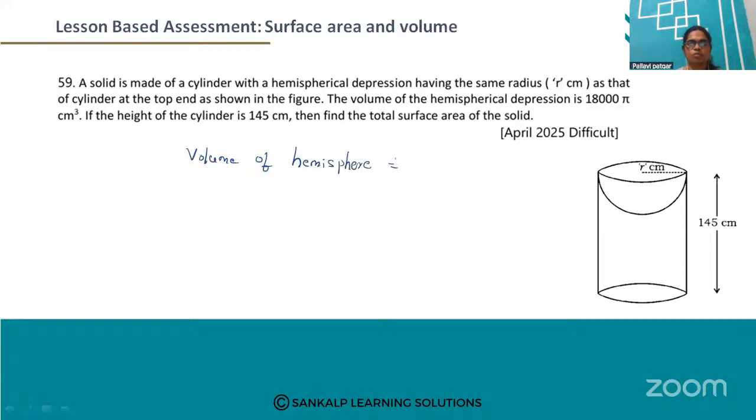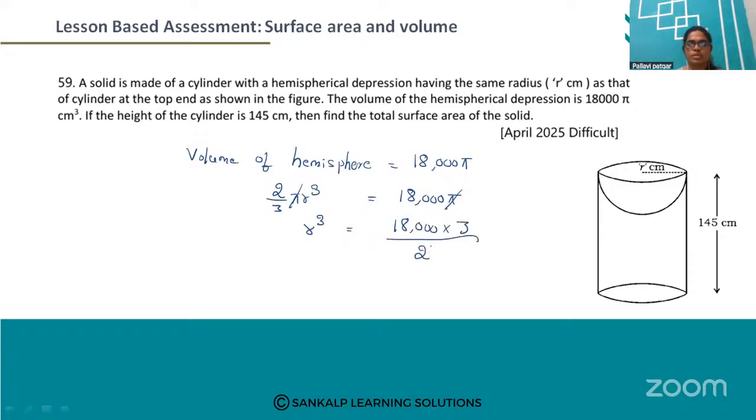Here the volume of the hemisphere is given as 18,000 pi. So the volume of the hemisphere is 2/3 pi r cube, which is equal to 18,000 pi. Pi cancels on both sides. So r cube is equal to 18,000 into 3 divided by 2.